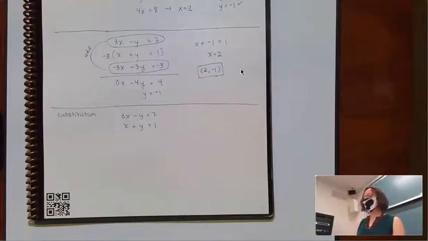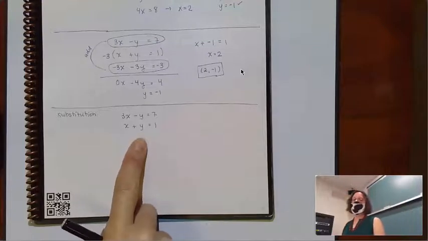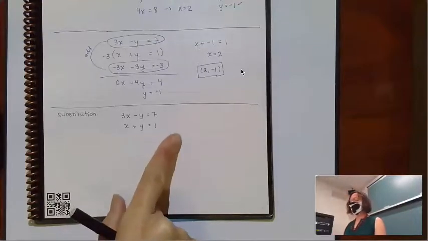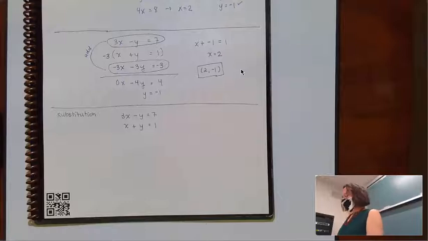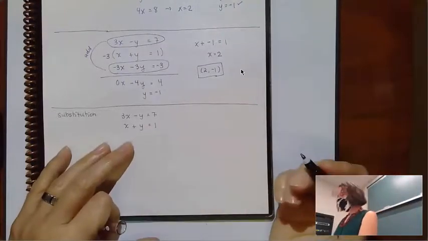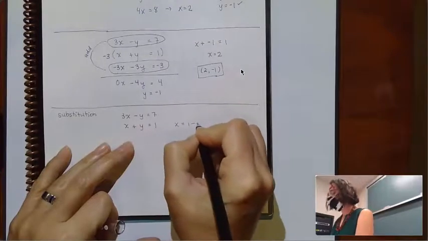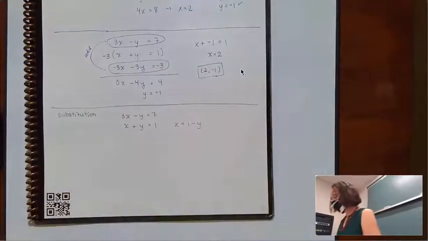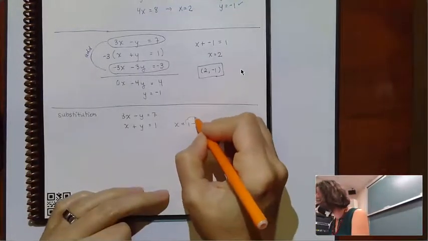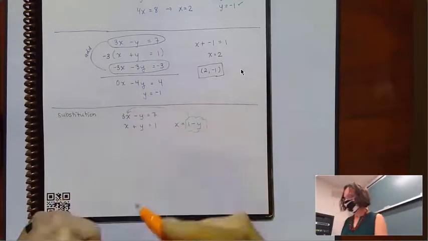For me, the second one looks nicer to work with. So on the second one, I would either subtract the y from both sides or subtract the x from both sides. It doesn't really matter. I'm going to subtract the y from both sides, so that this looks like x is equal to 1 minus y. And that's going to give me something to plug in for x on the top equation.